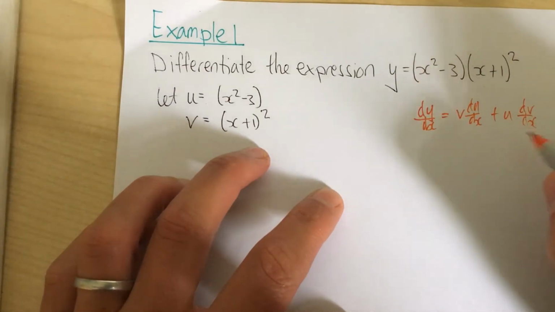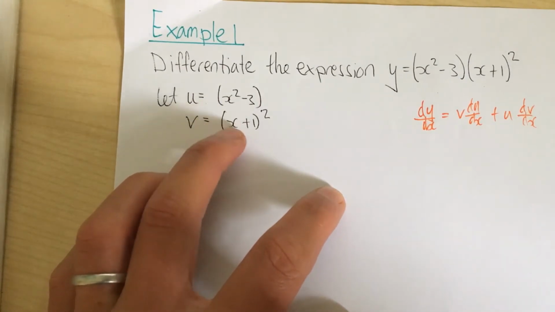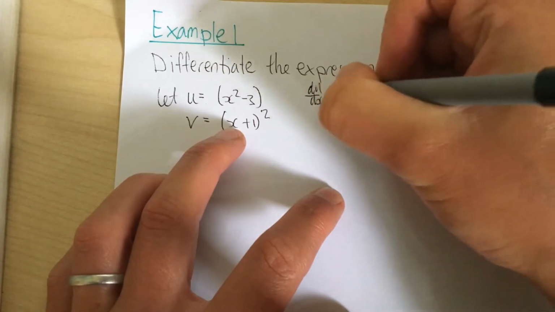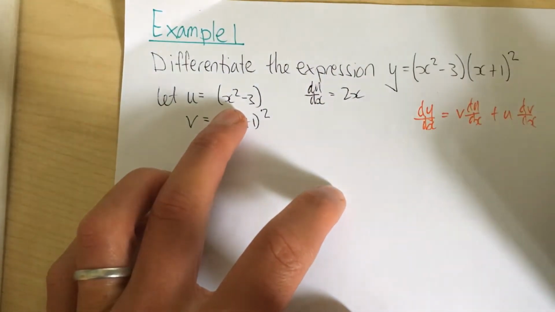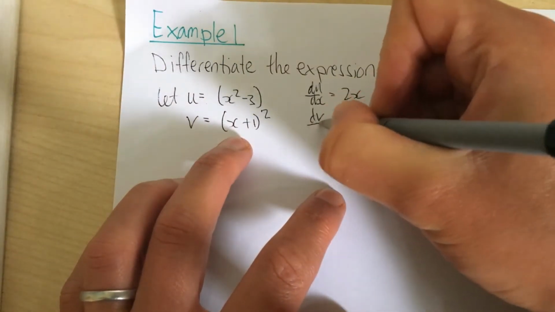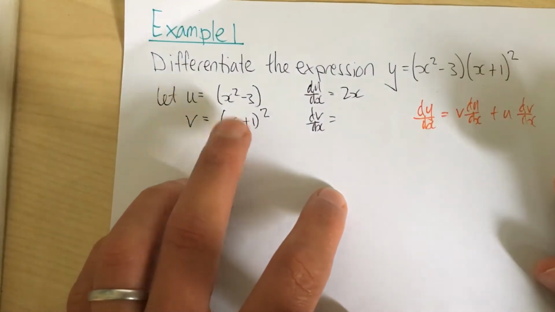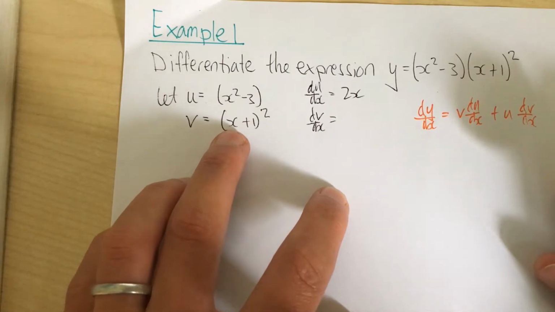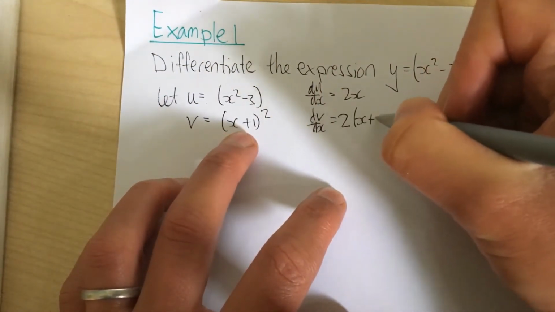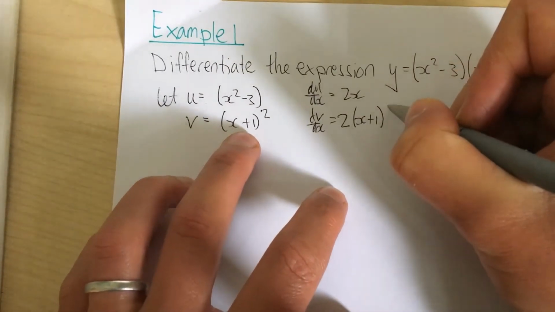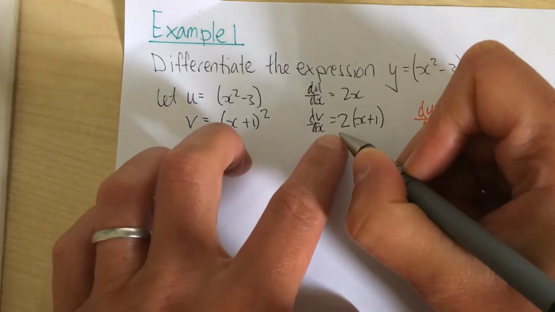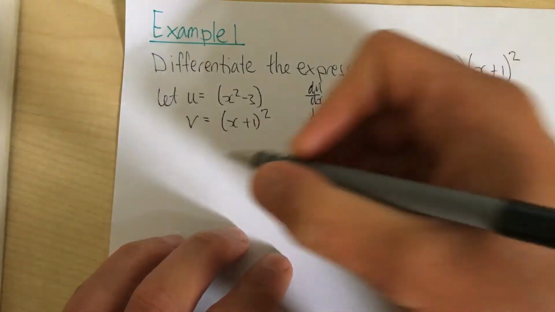So we need these terms here. Well, we've got u and we've got v. Let's find du by dx, which is 2x. That's the derivative of what's inside the brackets. Here, dv by dx, well, we're going to need the chain rule to differentiate this. So we bring the power down, that's 2. Got what's in the brackets still. We take 1 off the power, multiply by the derivative of x plus 1, which is 1. So this is what we're left with.